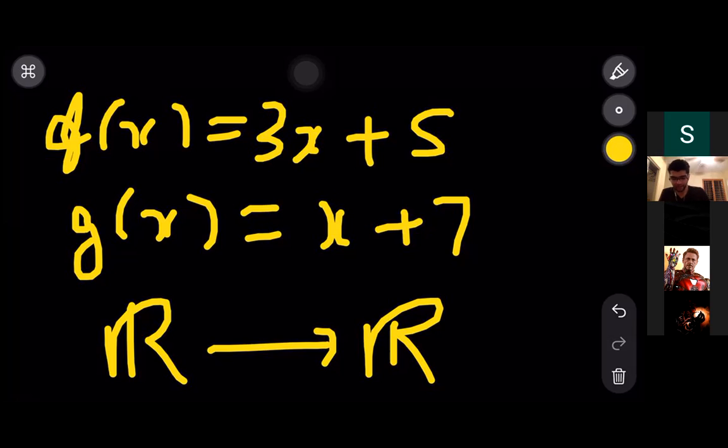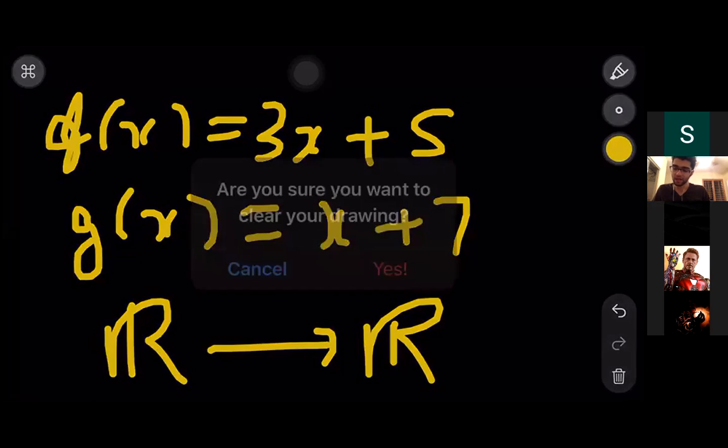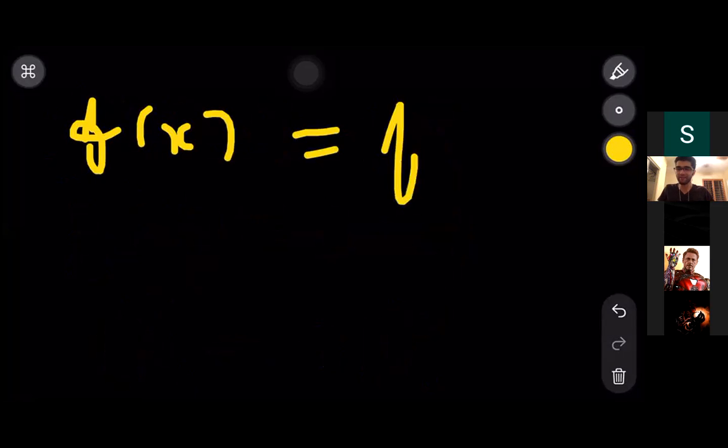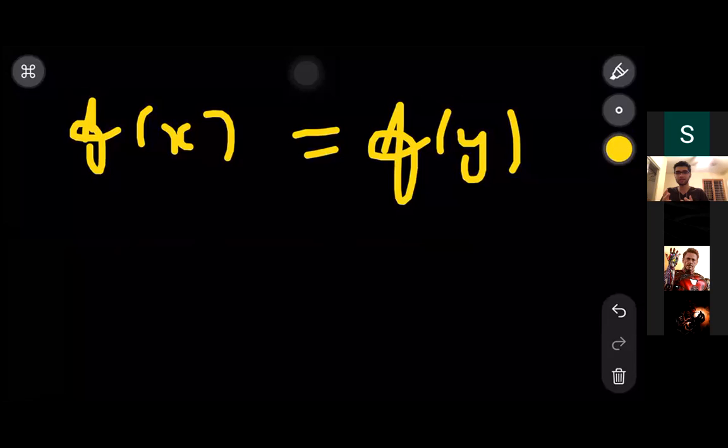Let's prove that there will not be two numbers that have the same answer. Okay, let's try to prove it. I'm not sure, but let's try. So let us imagine that f of x equals f of y. X and y are two numbers, and we will imagine that f of x is equal to f of y.